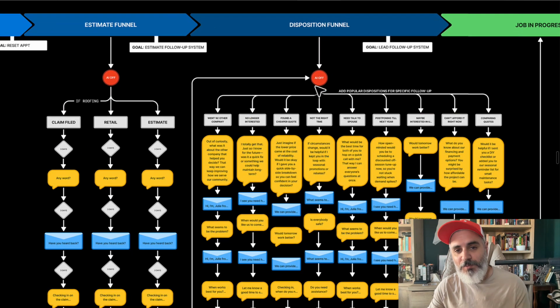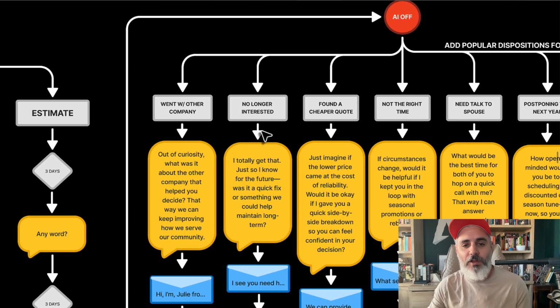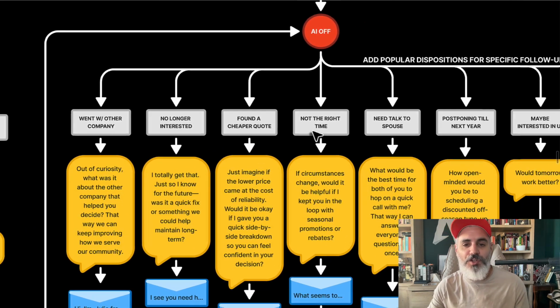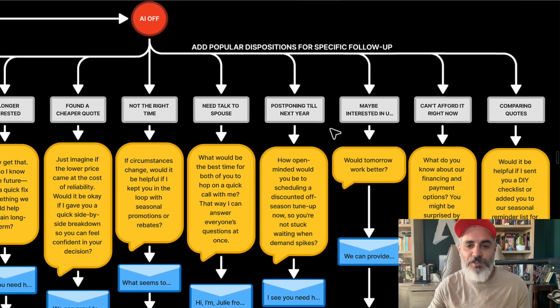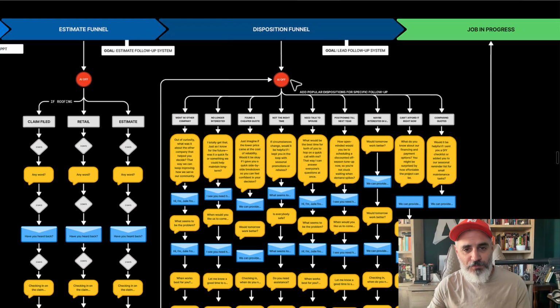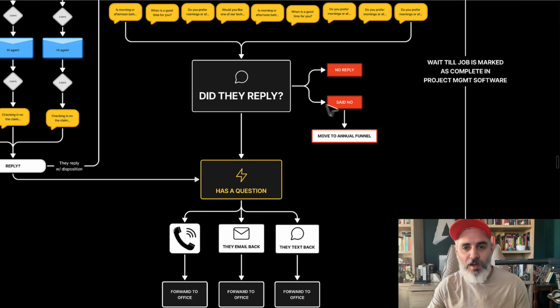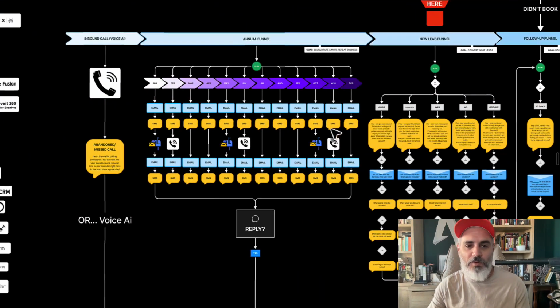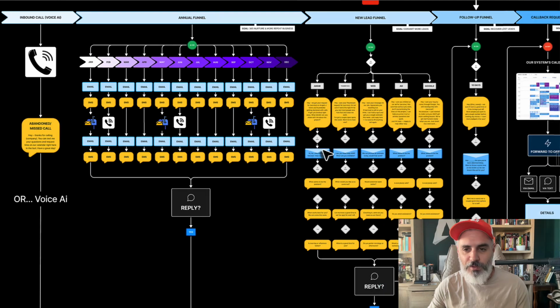Let's say they give you a disposition, like, went with another company, no longer interested, found a cheaper quote, not the right time, need to talk to spouse, postponing till next year, and so on. You can set up this disposition funnel depending on the CRM that you're using for your business. There's different ways that we map the dispositions to make these automations fire. Let's say they don't reply, they'll just move back to the annual funnel. They'll go back to being nurtured throughout the year, and they'll come back.